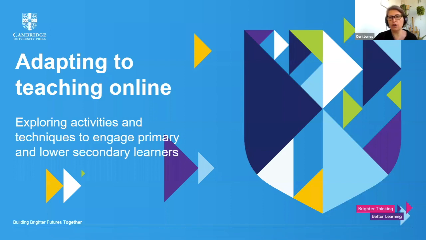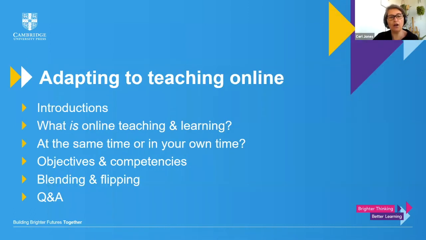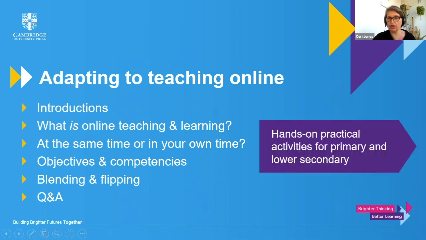Okay, so we're going to start with some introductions that we're going to do through some polls. After that, we're going to quickly look at the question of what is online learning and teaching, and then distinguishing between working together at the same time or students working in their own time. We'll cover how objectives and competencies, both online and off. And finally, we'll look at the difference between blending and flipping in an online classroom. Okay, so first of all, let's go back to introductions.